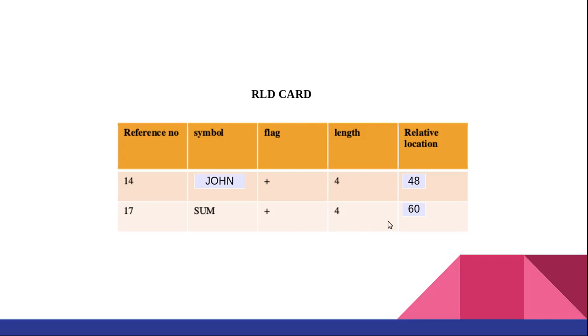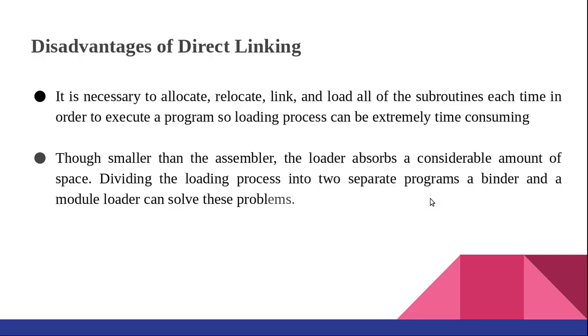So here the RLD card is providing information about the symbols whose contents are depending upon the address at which the program is going to be loaded. According to this program we have two such locations, that is the pointer location and ASUM location, and this is the relative address of those, and these have to be added with the address of these symbols to get the exact value in this particular location. That is all about the direct linking loader.